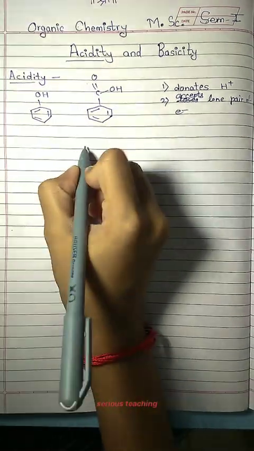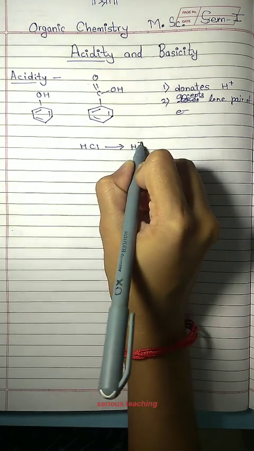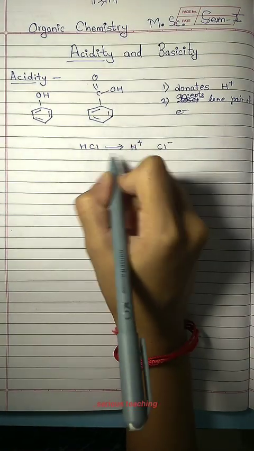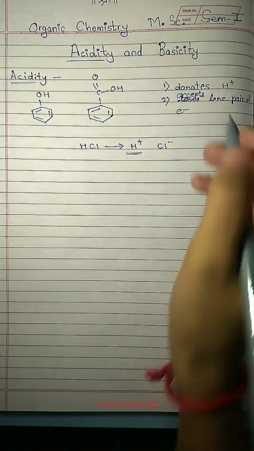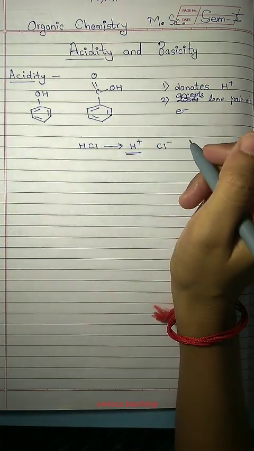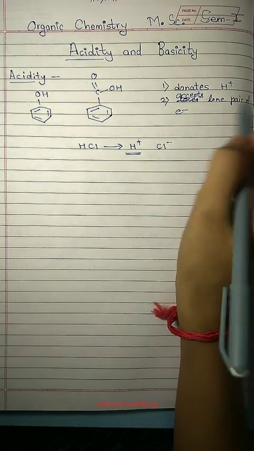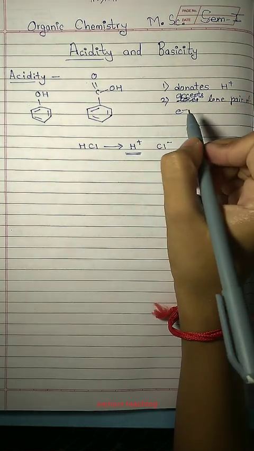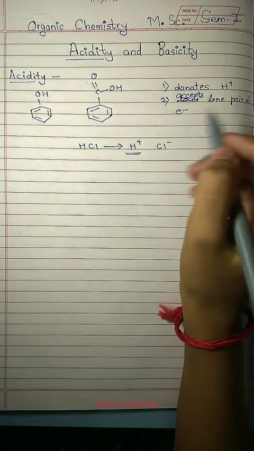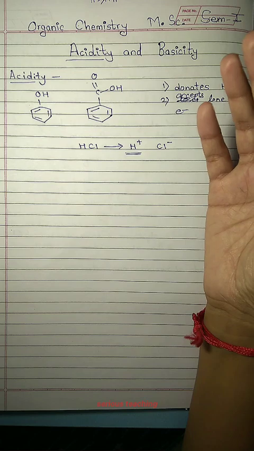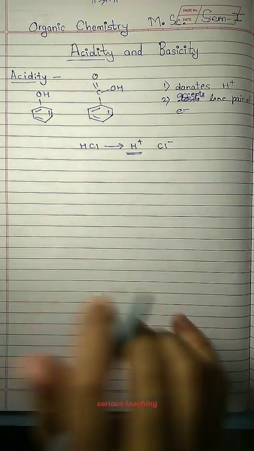So basically, suppose this is HCl. We know that it ionizes into H plus and Cl minus ions, right? So any compound which can give us H plus ions is acid. This is just a very general definition. Secondly, according to the Lewis concept, any compound or molecule which can accept a lone pair of electrons is acid. Okay, so we know these basic definitions.